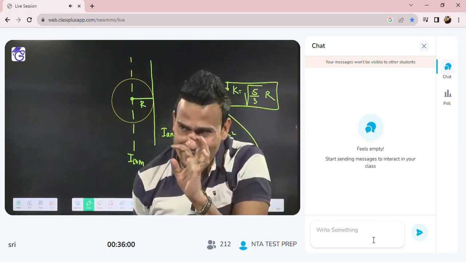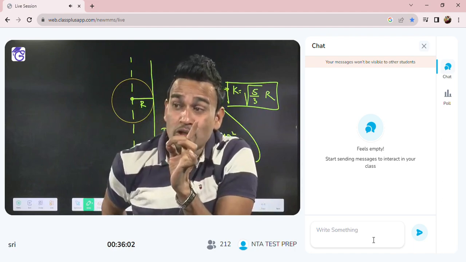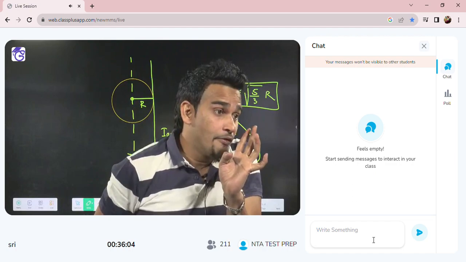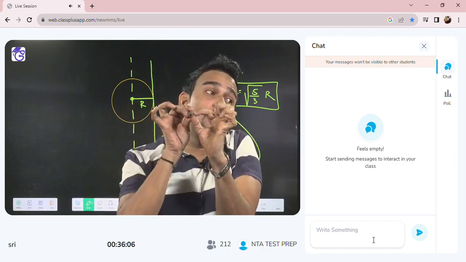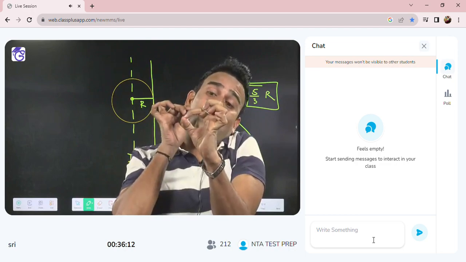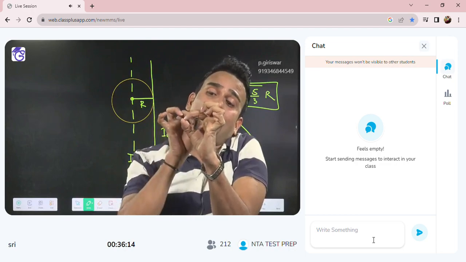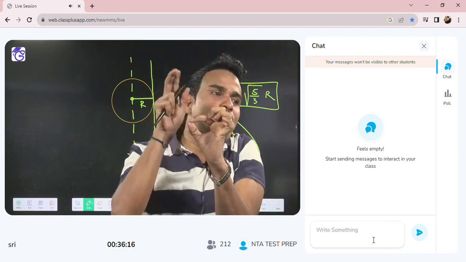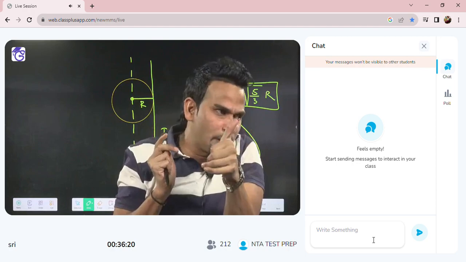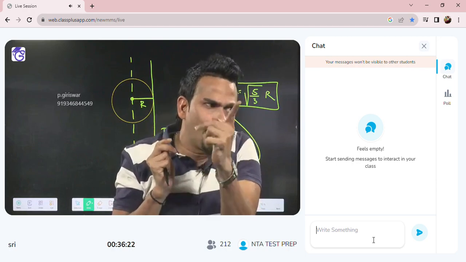Both of the axes are not passing through the center, so you have to use the parallel axis theorem to find moment of inertia. First one, when your tangent is perpendicular to the plane, ICOM will also be perpendicular to the plane. So ICOM perpendicular to the plane for a ring is mr square plus md square. That will give you 2 mr square. First one, very good. Everyone is giving the answer. First one answer will come 2 mr square.